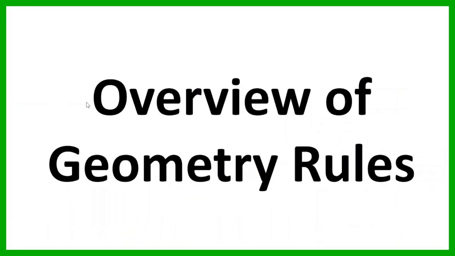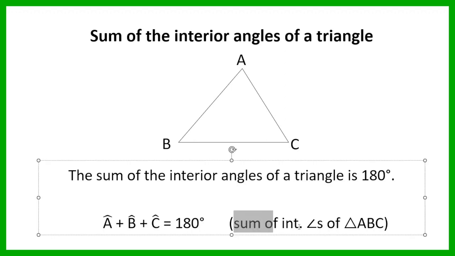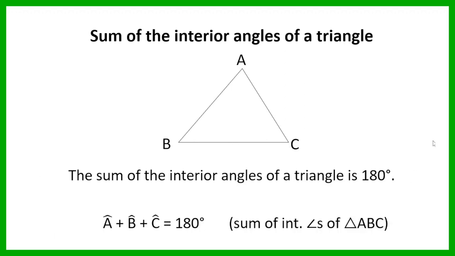Okay, so the first rule we learned was the sum of the interior angles of a triangle. We learned that all of those angles in a triangle will add up to 180 degrees every single time. And so whenever you have a triangle, if you know two of the angles, you can work out the third one by saying that they must all add up to 180 degrees. Okay, and when you use this rule, the reason that you're going to give is the sum of the interior angles of triangle ABC, or whatever the name of the triangle is. Remember, you have to name the triangle.